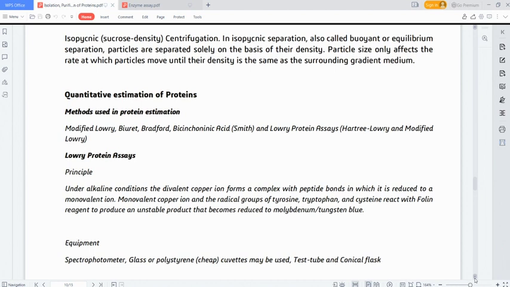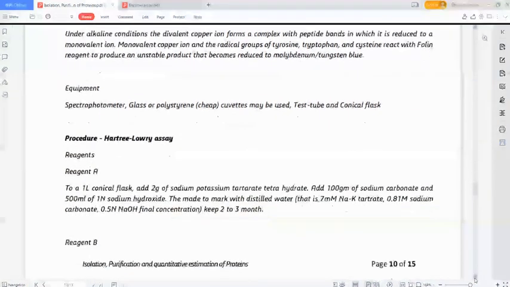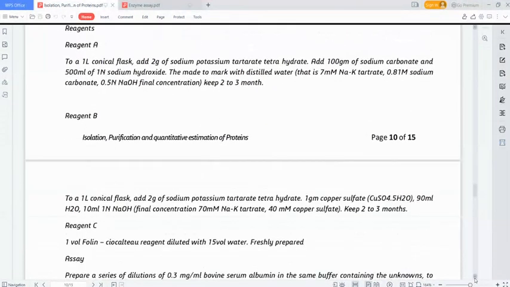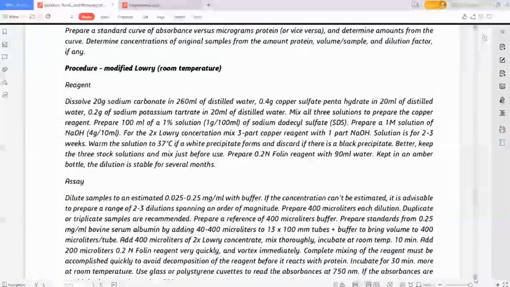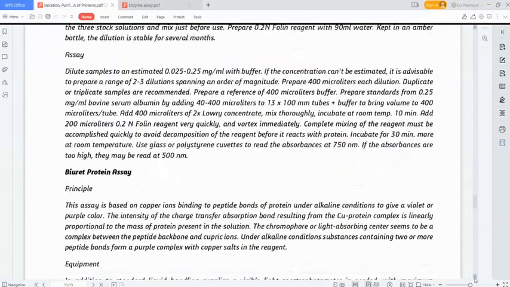Okay, so we have methods like the Lowry protein assay. You have the Hartree-Lowry assay, just a little modification. We also have the modified Lowry method. So you can look at the methods and then know the differences, what differentiates one from the other. So you have to study that very, very well. It is in the notes.